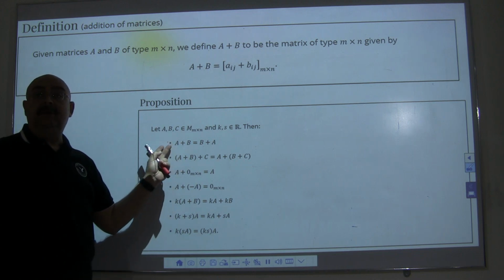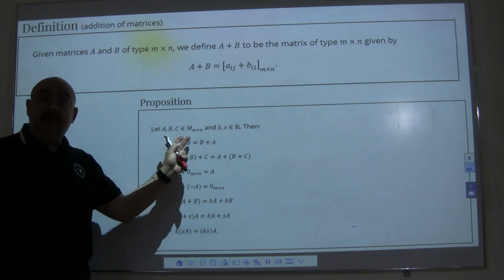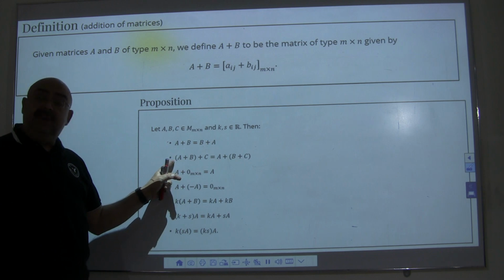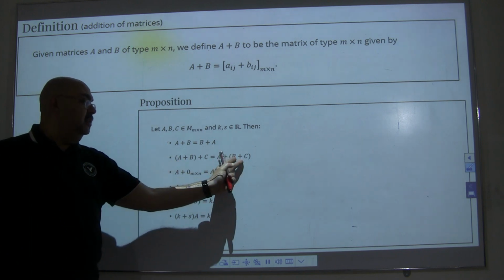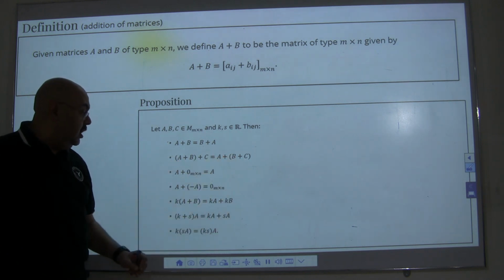It's commutative: B plus A equals A plus B. If I have three matrices, I can get the sum of two of them, then add the third one. It's exactly the same if we get B plus C, then add to A.